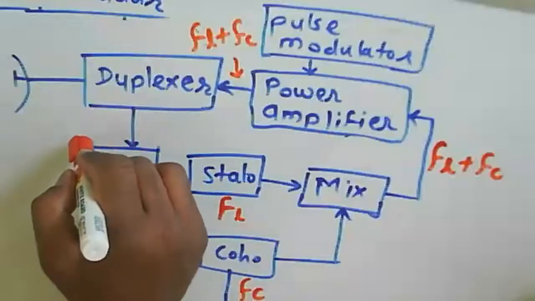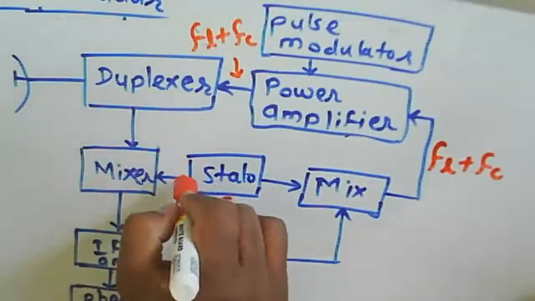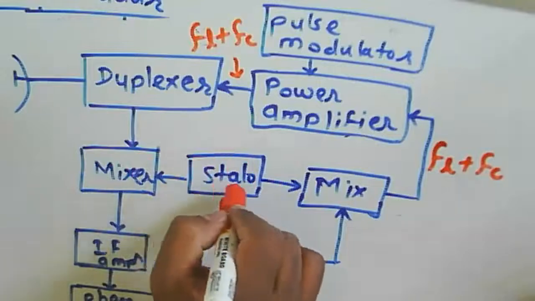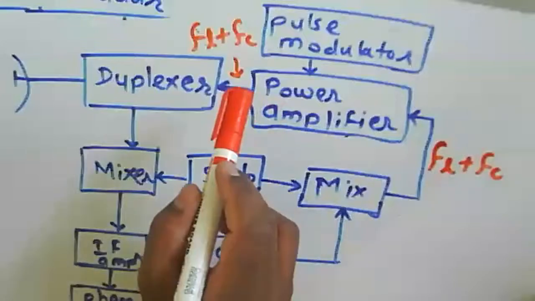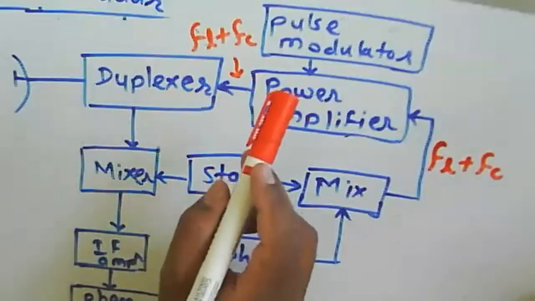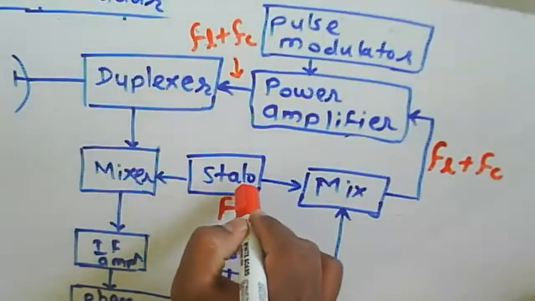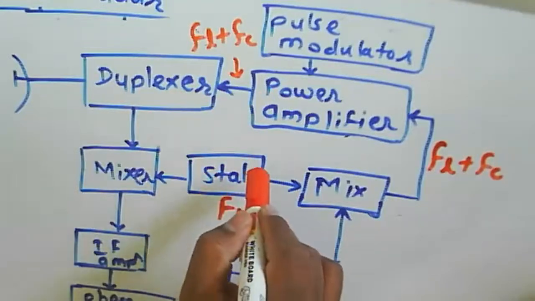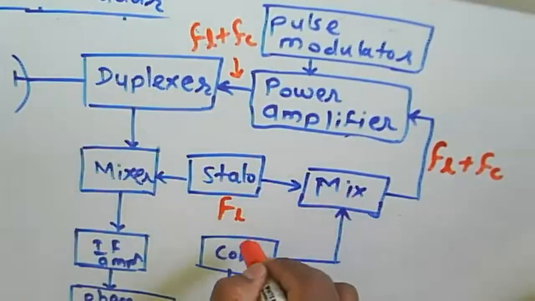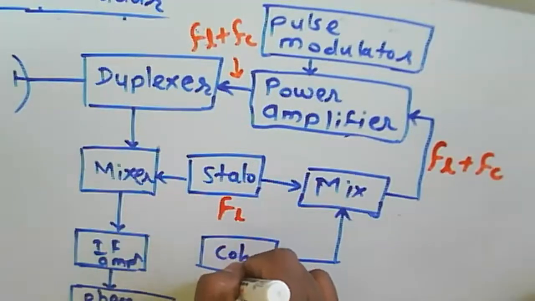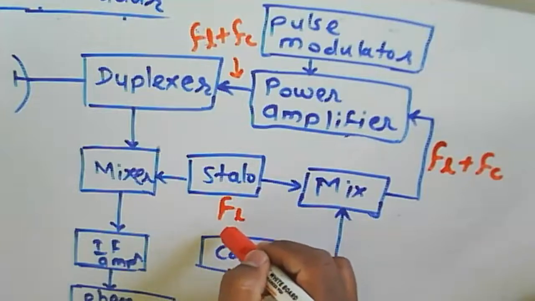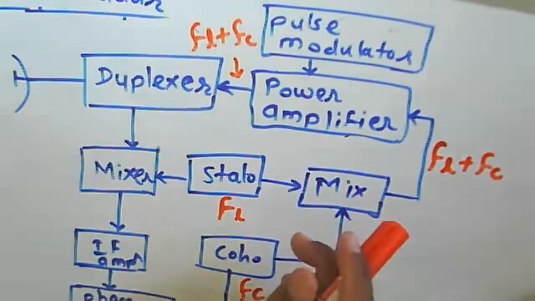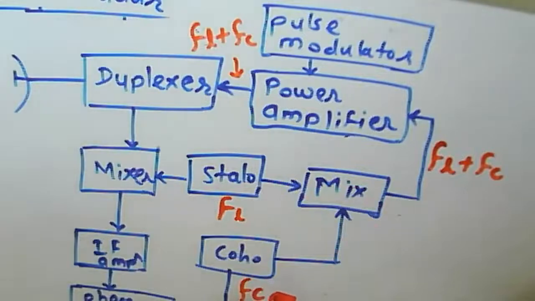Now at this particular mixer block we use a stable oscillator. Because stable oscillator means what? The signal to be transmitted to space toward the target has a stable frequency. So that's why we use a stable oscillator, STALO. And one more oscillator we are supposed to use here, that is the COHO. COHO is nothing but a coherent oscillator. STALO is nothing but a stable one, and COHO is a coherent oscillator.